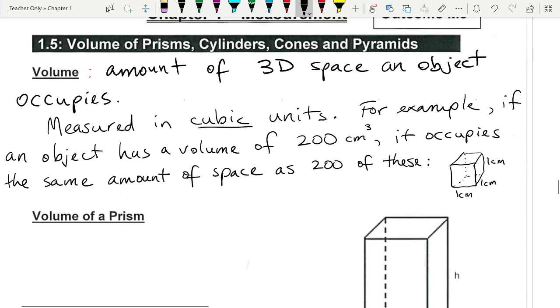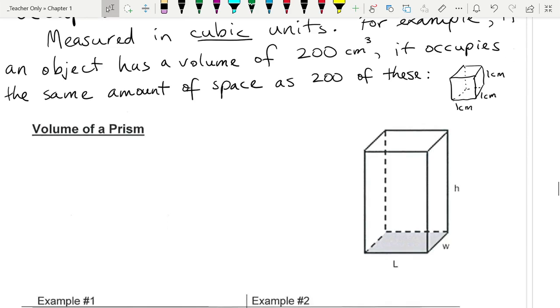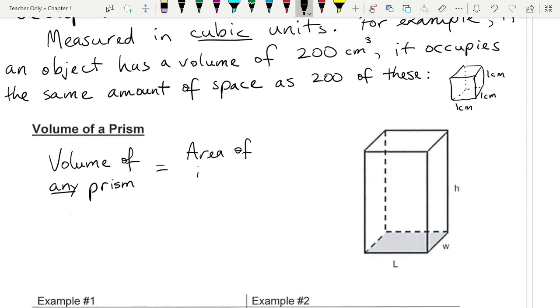And luckily for us, all prisms actually have the same formula for volume. Volume of any prism, oops, I forgot the I and the S, prism, is equal to the area of its base, and I'm going to spell the word base with a capital B, times how tall it is. I'll just call that height. Now I'm going to put a little asterisk by base.